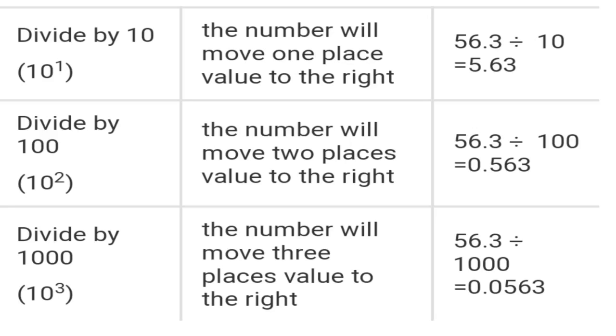Similarly, let us learn about division. What if we divide 56.3 by 10? Here, the number will move one place value to the left. Similarly, if we divide 56.3 by 100, then the number will move two place values to the left. And similar is the case for 56.3 divided by 1000. Here, the number will move three place values to the left, giving us the answer as 0.0563.